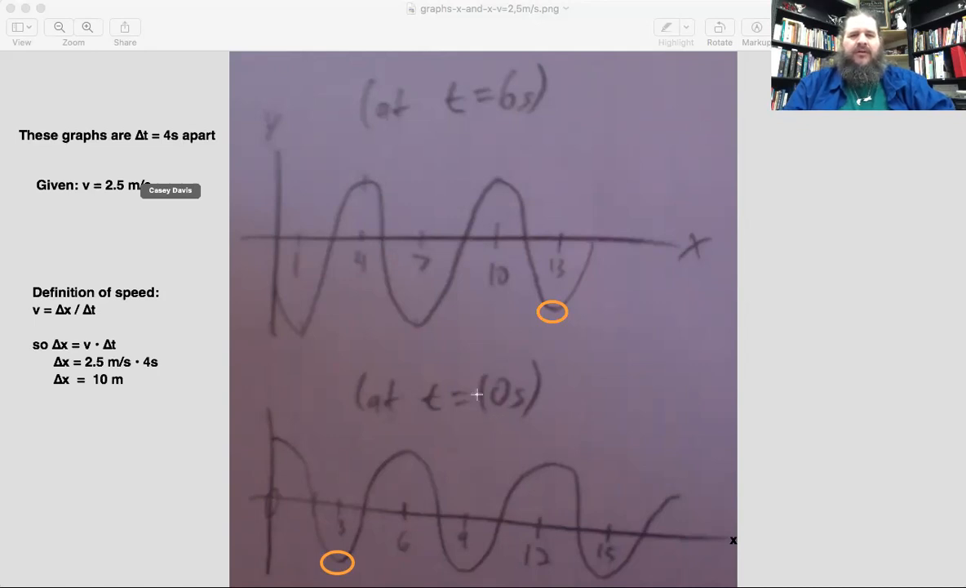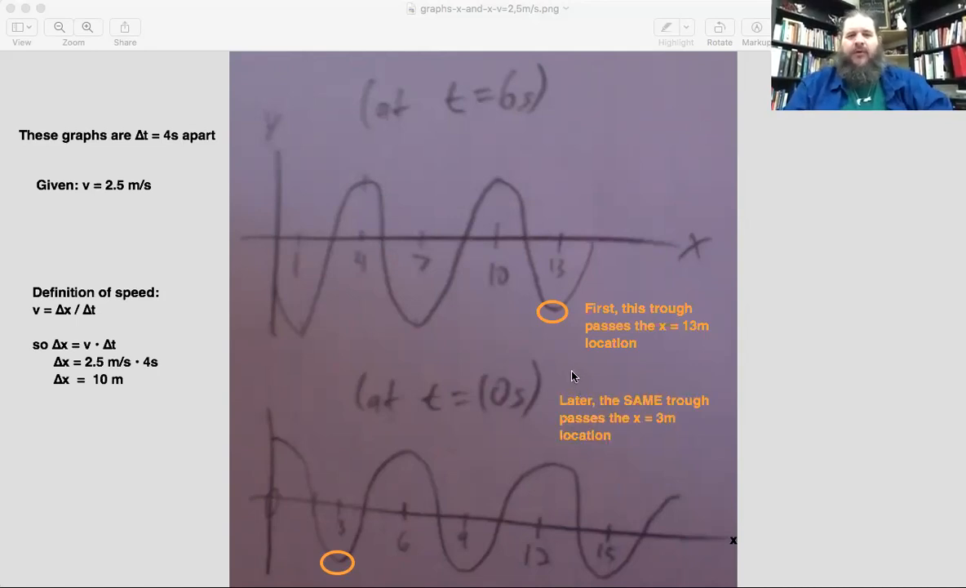And which one of those happens earlier? Passing the 13-meter mark or passing the 3-meter mark? The 13 mark. Yeah, because that happens at time 6 seconds, which is earlier than time 10 seconds. So first, this trough passes the x equals 13 meter location. And then later, the same trough, and we know it's the same trough because it's exactly the right distance apart, 10 meters, passes the x equals 3 meter location.